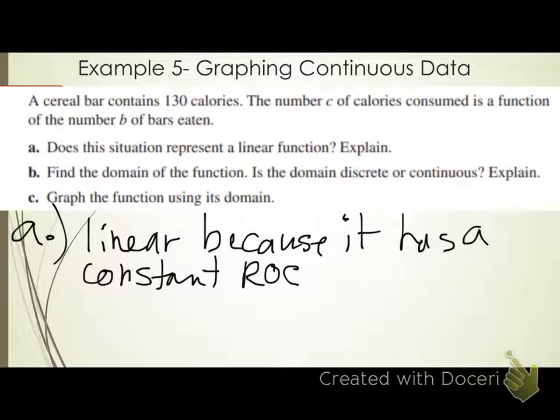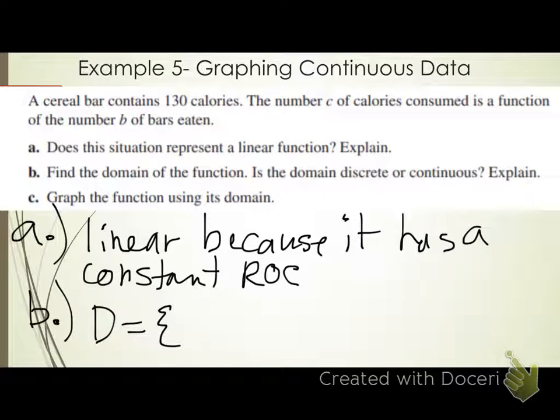Okay, letter B. Find the domain of the function. Is the domain discrete or continuous? Explain. So let's find the domain. Do I have x and y here? No. What variables am I using? C and B. C stands for the number of calories consumed, which is a function of the number B of bars eaten. B stands for number of bars eaten.